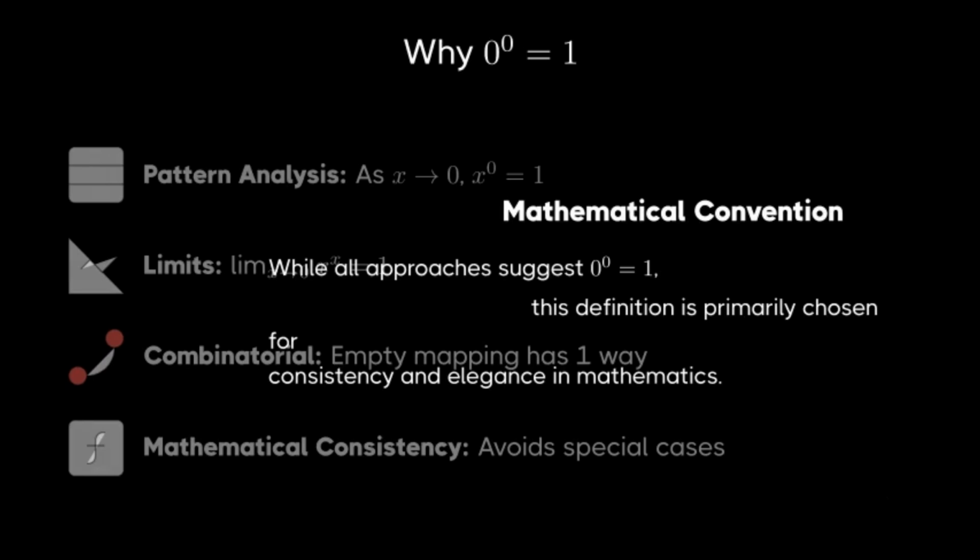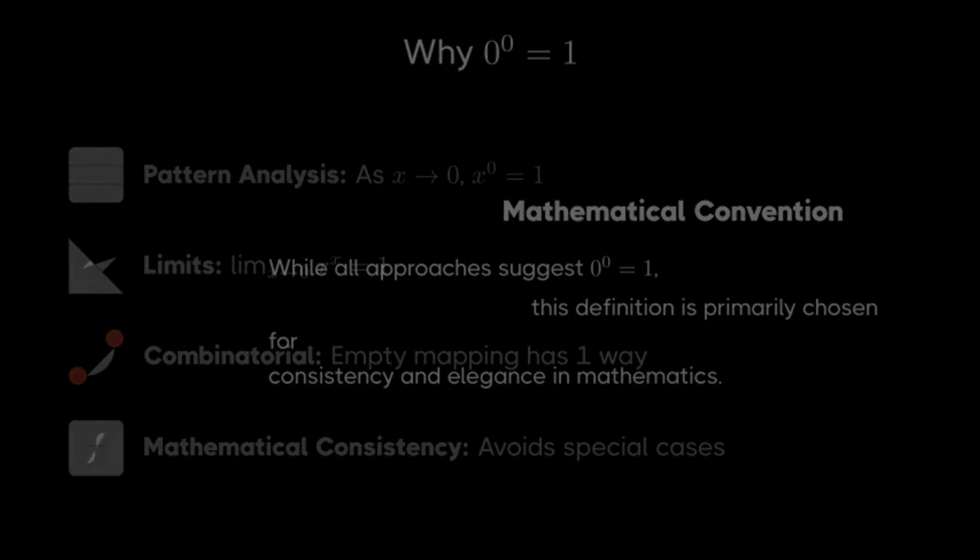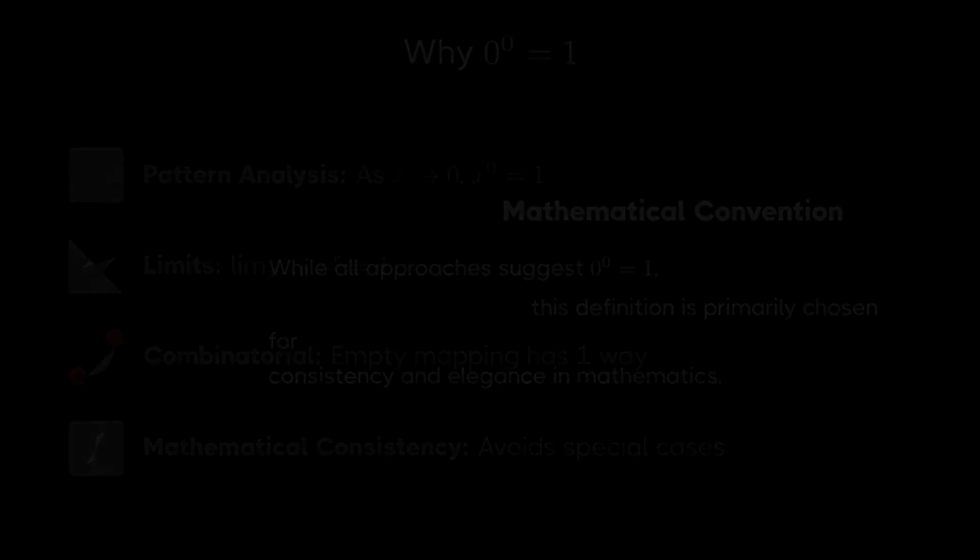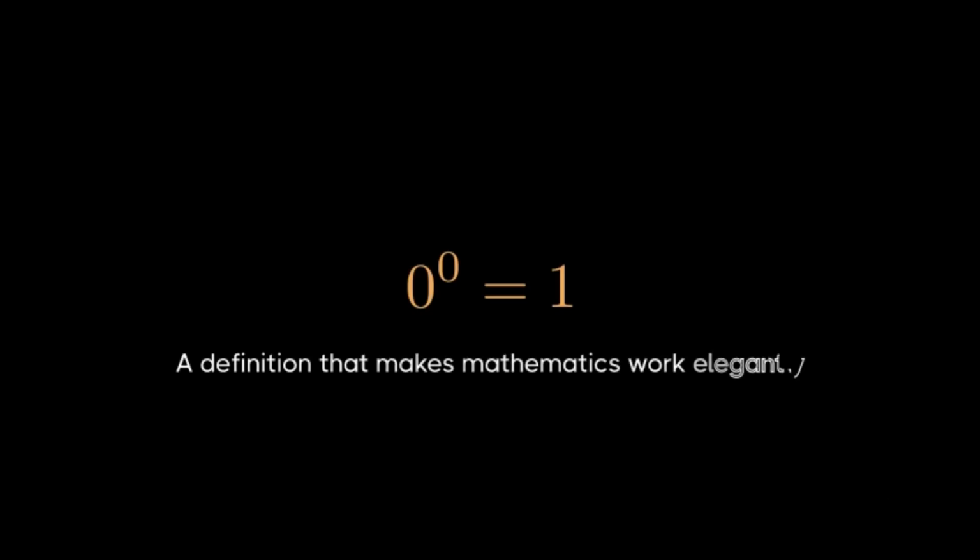So while 0 to the power of 0 might initially seem ambiguous, the mathematical community has settled on defining it as 1 for very good reasons. 0 to the power of 0 equals 1. This convention allows powerful mathematical formulas to work without special cases, creating a more elegant and unified mathematical system.